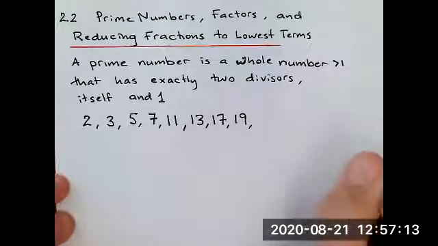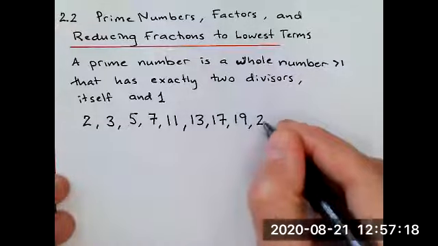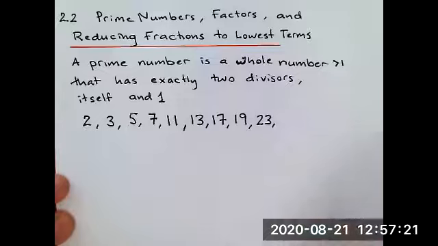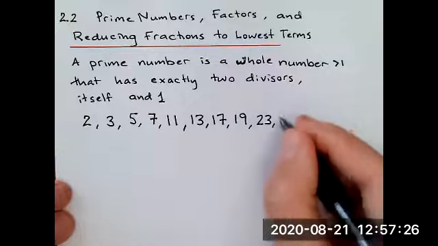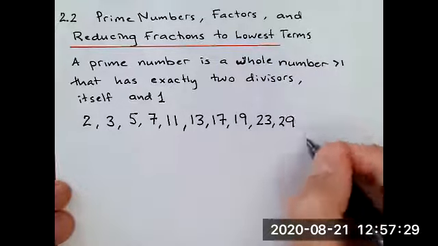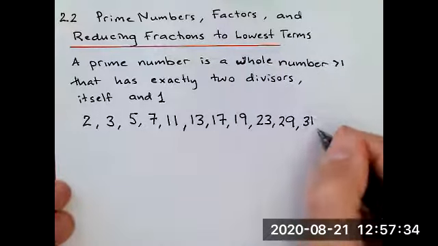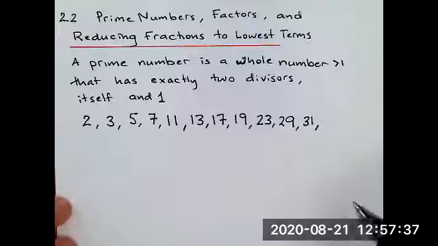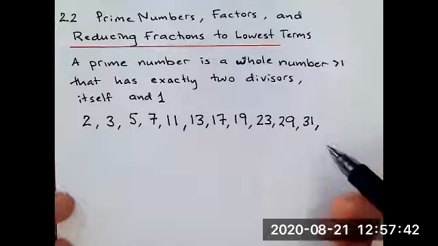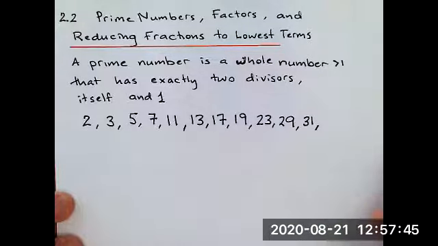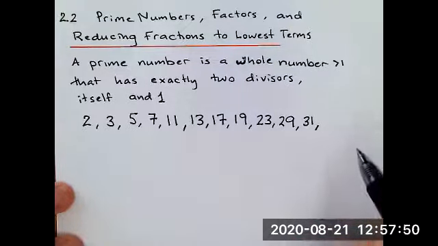20, 21, no. 22, even. 23 is a prime. 24, 25, 26, 27, 28. 29 is a prime, but 30 is not. 31. You might be beginning to wonder how many prime numbers are there? And the answer is no one really knows. They get quite large, and people spend their entire math career studying prime numbers.